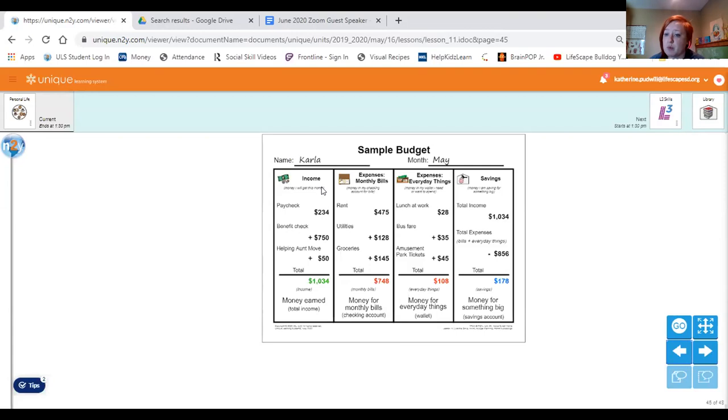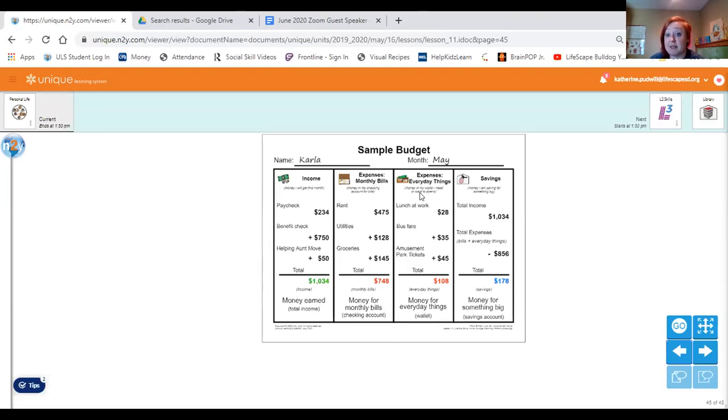So income, remember income is money that's coming in or that you might be putting into the bank. And your income is usually, just like Carla, a paycheck and a benefit check. So SSI or SSDI, your Social Security benefit check. And it looks like Carla got paid a little extra money to help her aunt move. So this is the money she earned, the money coming in.